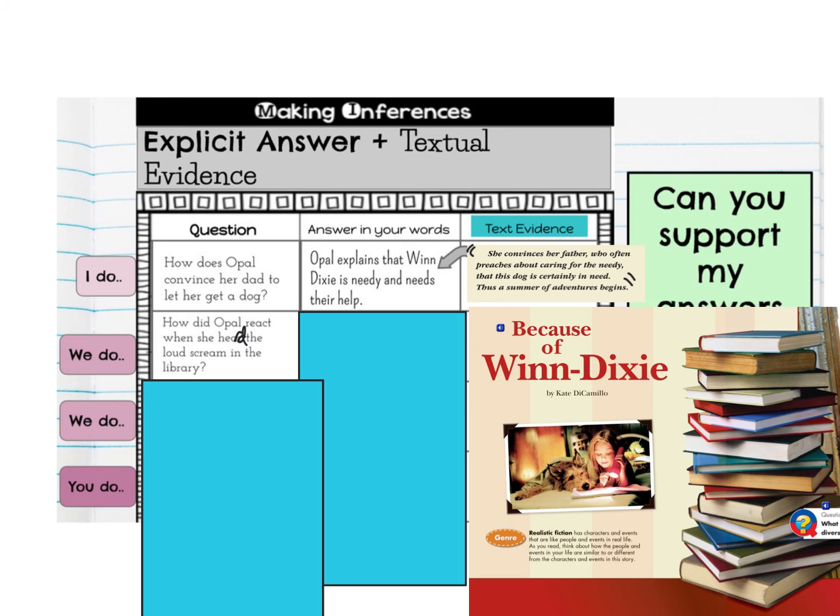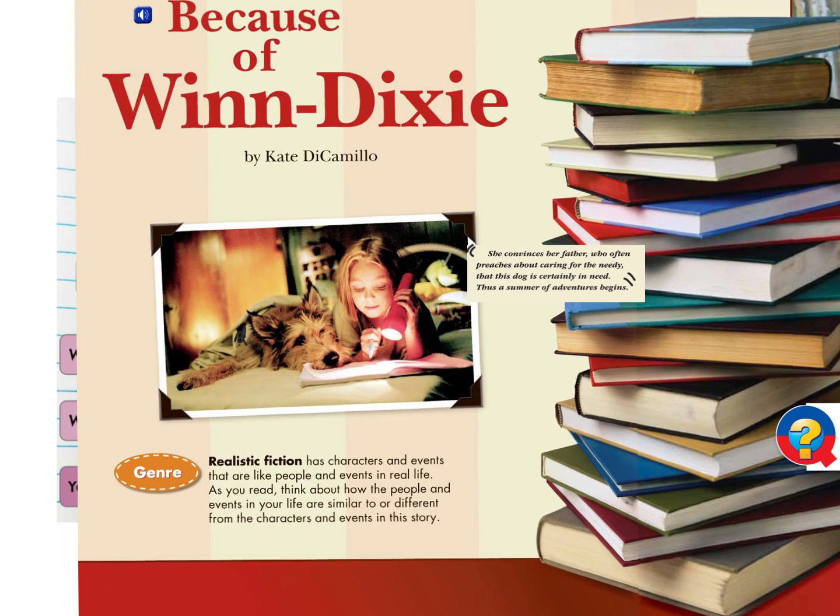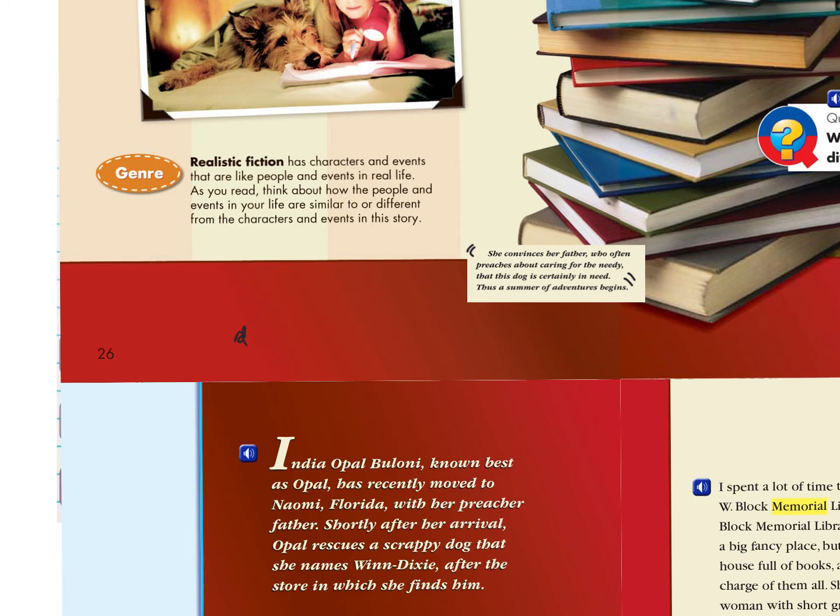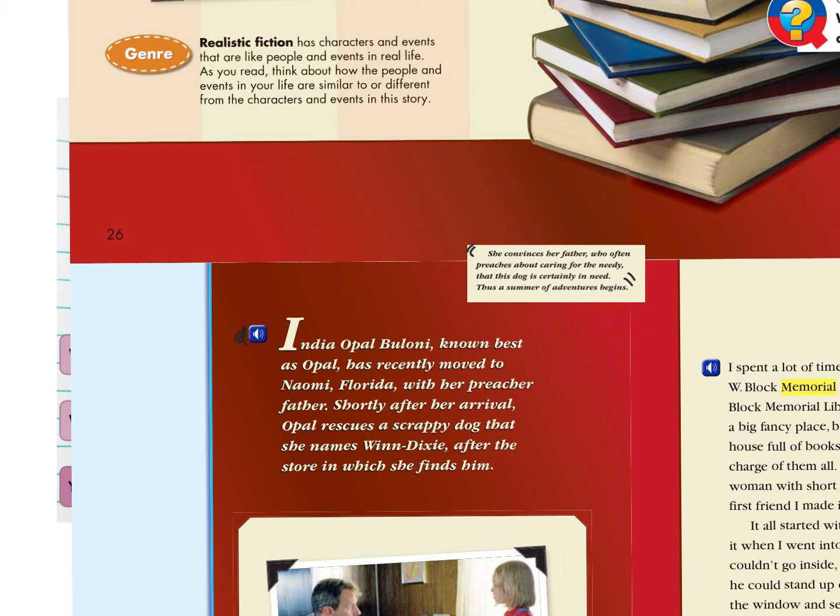So I'm thinking about how I can prove this answer. How did Opal react when she heard the loud scream in the library? Let's see what the best answer is. Opal runs to the front of the library. So I'm going to go back to the text, and I'm looking for how I can prove that she ran when she heard that noise.